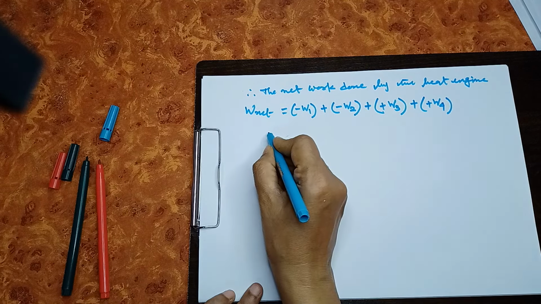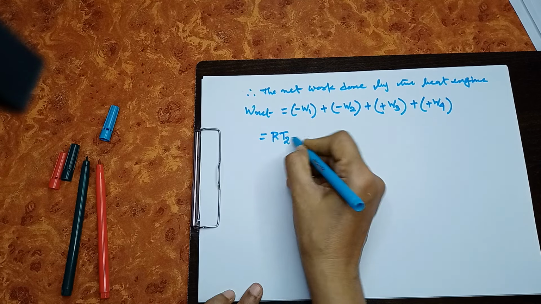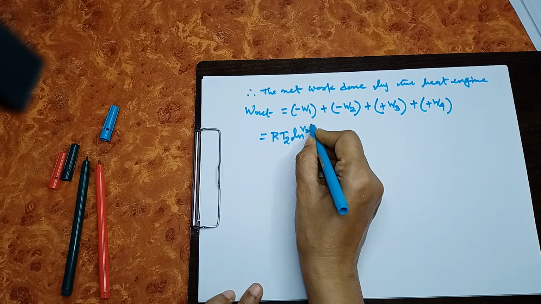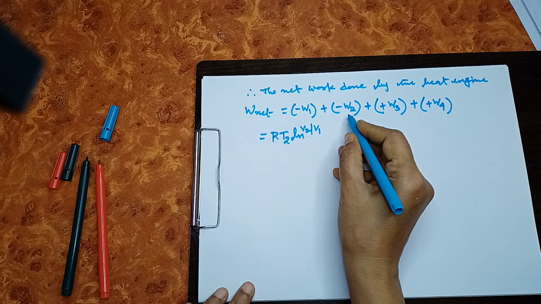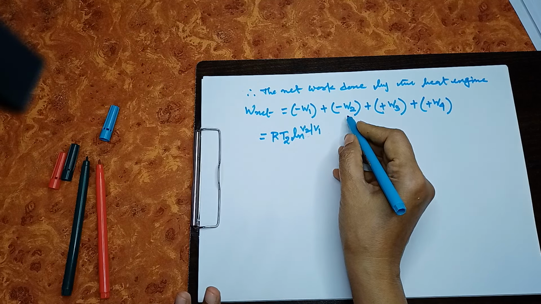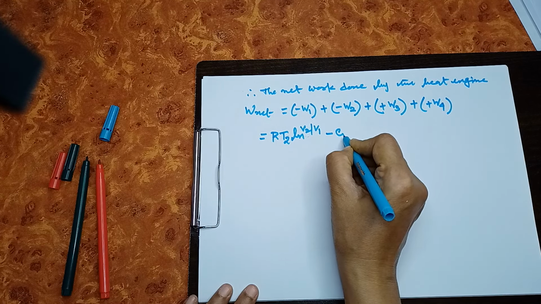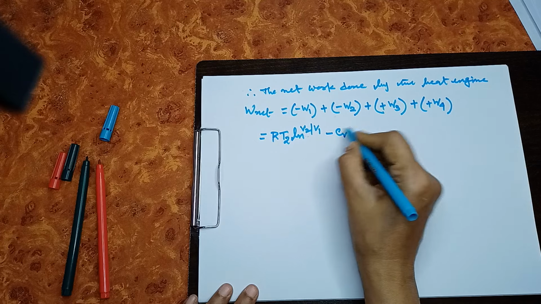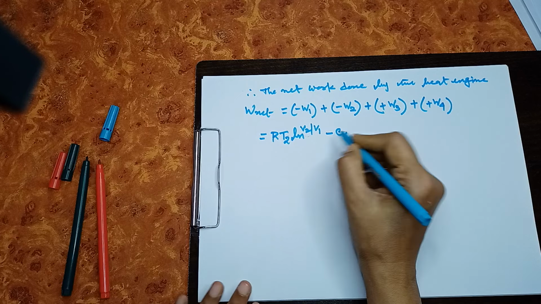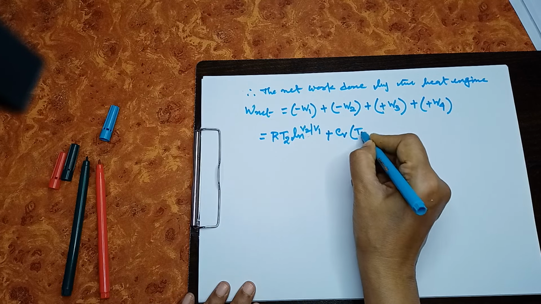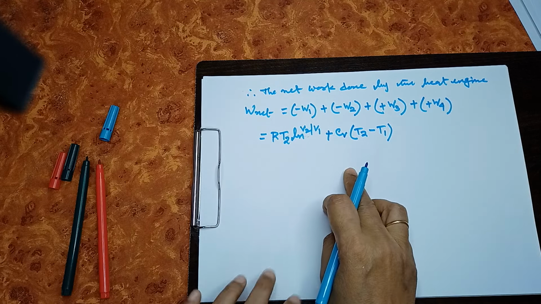Now put the expressions. What was minus W1? R T2 ln V2 by V1. And what was minus W2, that means in step 2? We remember that it is minus CV, T1 minus T2. We have taken plus CV, T2 minus T1. Just now we have derived it.